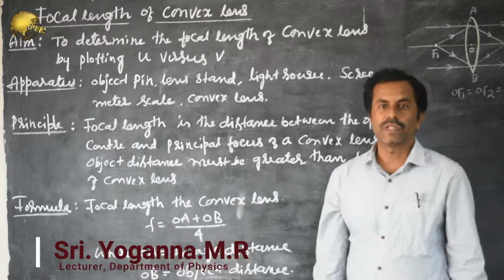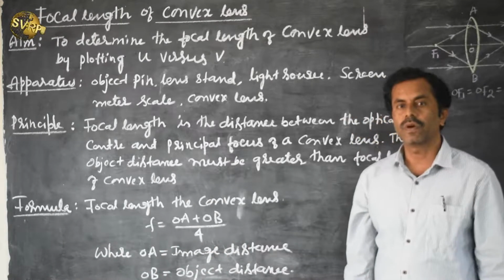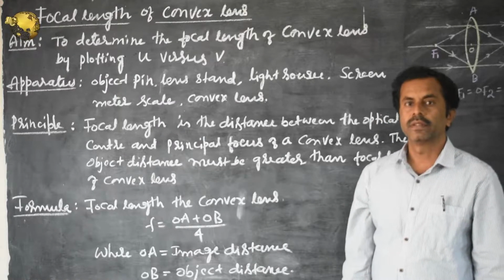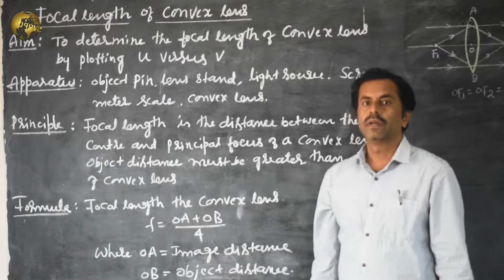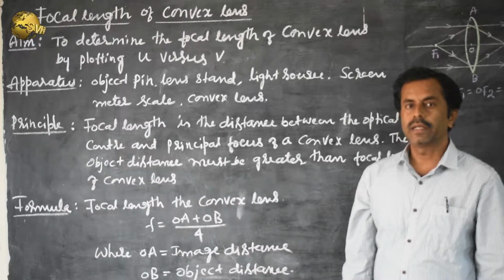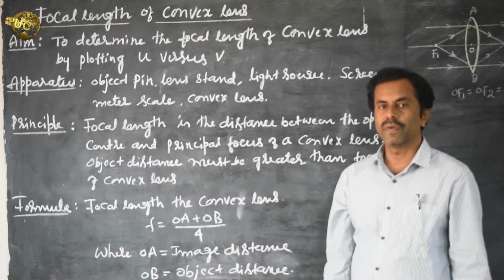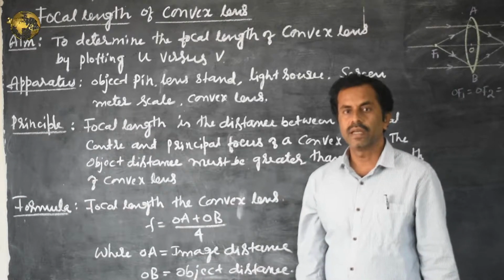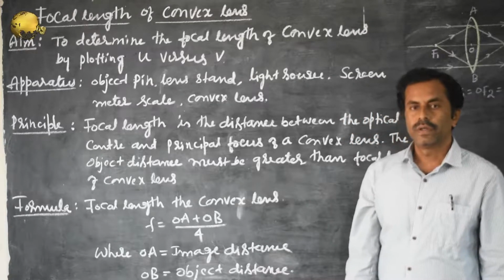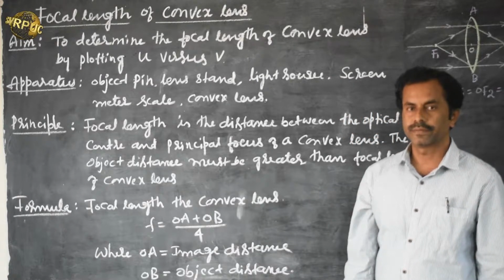Welcome to the practical session of determining the focal length of a convex lens. In this session, we will calculate the focal length of a convex lens by plotting a graph of U versus V.